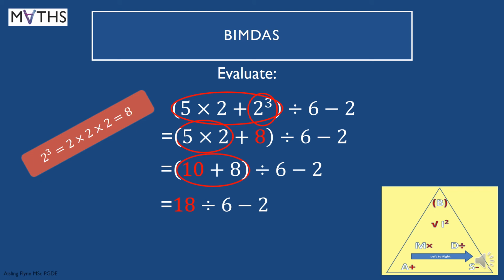Okay, so now our brackets are finished. Remaining is a division and a subtraction. Division comes first. 18 divided by 6 is 3. 3 minus 2 is 1. Okay, so do you get the idea? Use your BIMDAS, work in order. You can take lots of lines, as many as you like, to work it out.